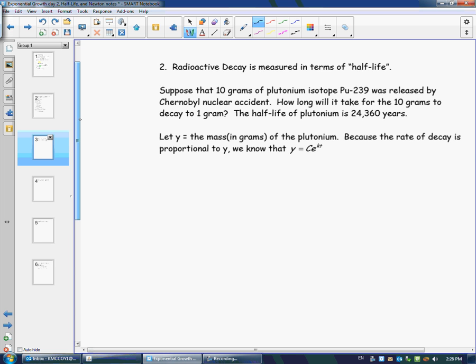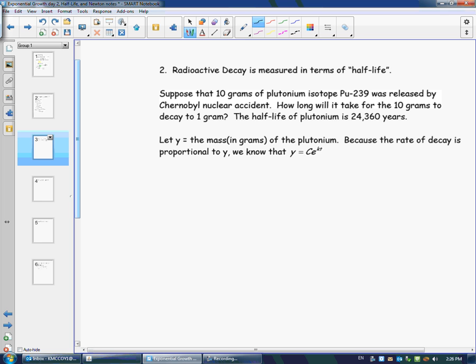Radioactive decay. Radioactive decay is measured in terms of what's called half-life. If you've taken physics before, maybe even chemistry, you probably know something about half-life. Half-life is basically how long it takes, or how much stuff is left, when this thing gets to half of its life. So, in our case, suppose we have 10 grams of plutonium, which is released by the Chernobyl accident, which is back in the 80s.